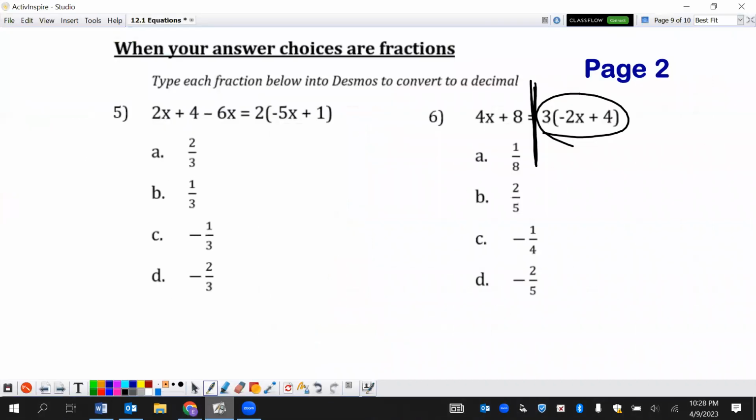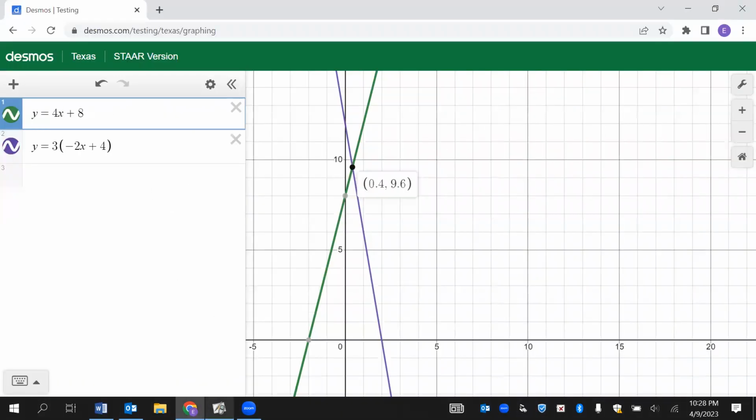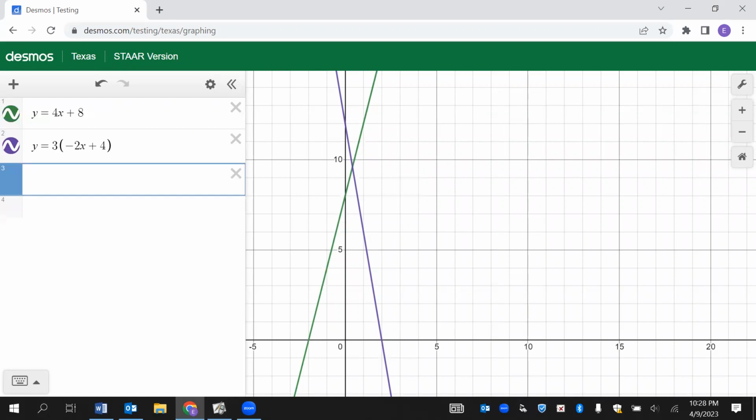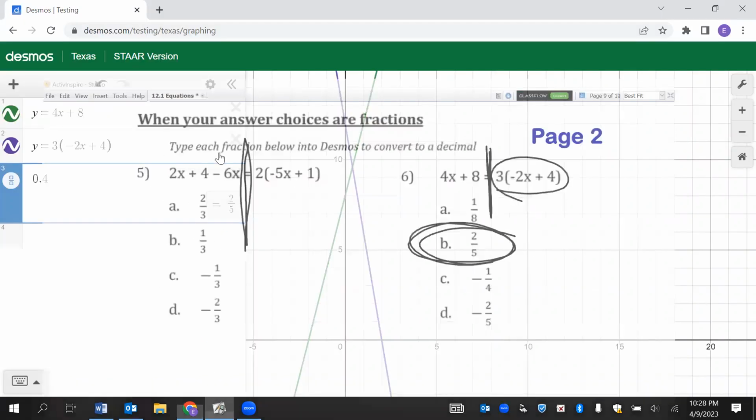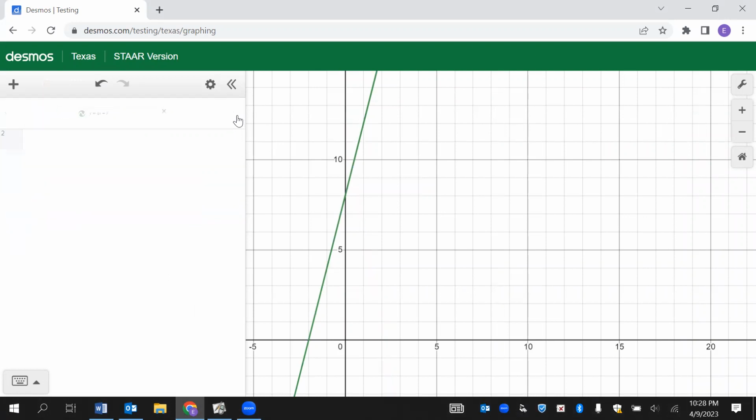My answer choices are fractions though, but because 0.4 is not a decimal that never ends, I can type 0.4 in decimals, click on the circle, and it changes it into a fraction, 2/5. So that's my answer. Number 5 is a little different though, so let's look at number 5. Same thing, I'm going to copy those into decimals.